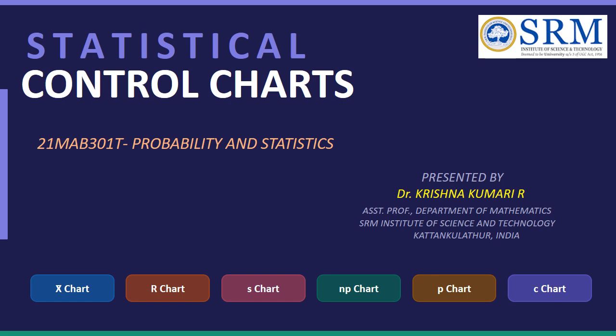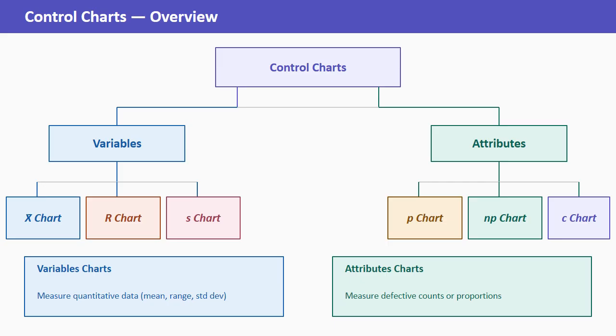Let us begin with an overview of different types of control charts. Control charts are mainly divided into two major categories, variables charts and attributes charts. Variables charts are used when the data we collect is continuous or measurable. For example, measurements such as height, weight, temperature, or length fall under variables data. On the other hand, attributes charts are used when the data is discrete or count based. For example, counting the number of defective items or the number of errors in a process falls under attributes charts.